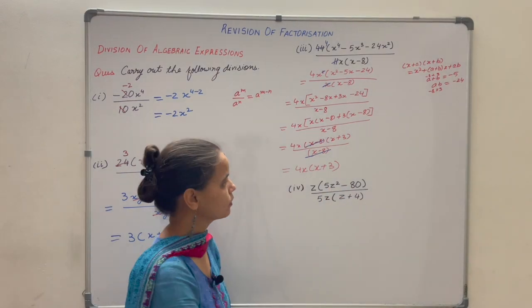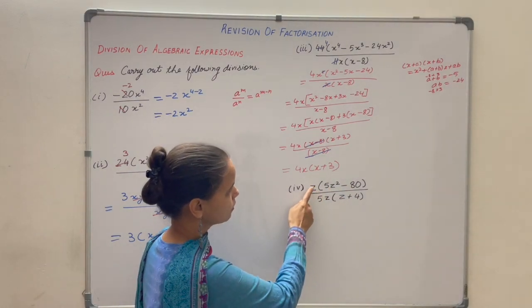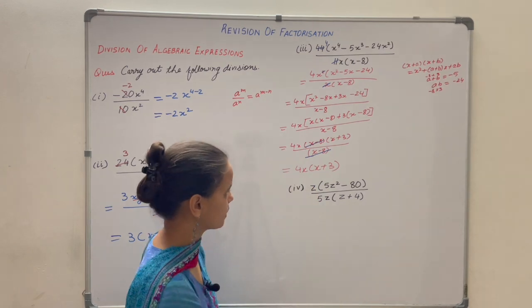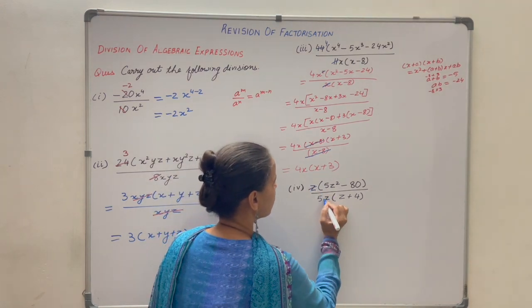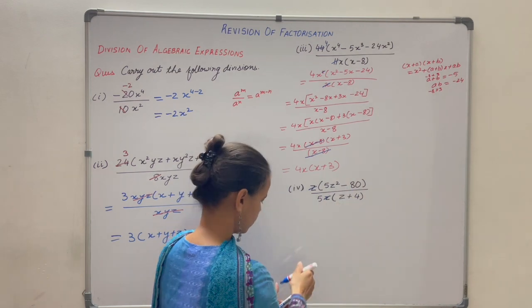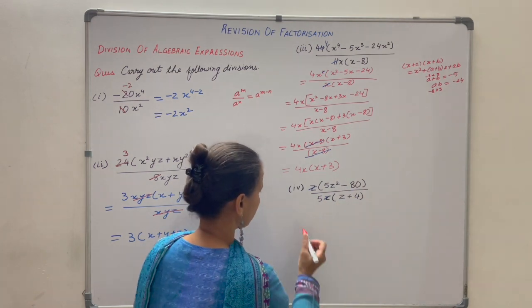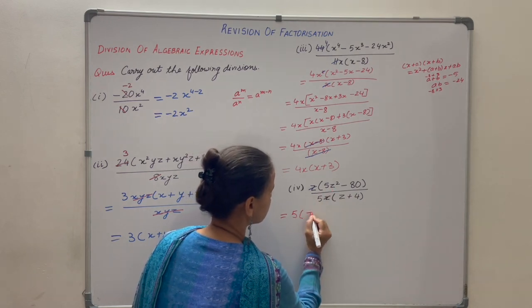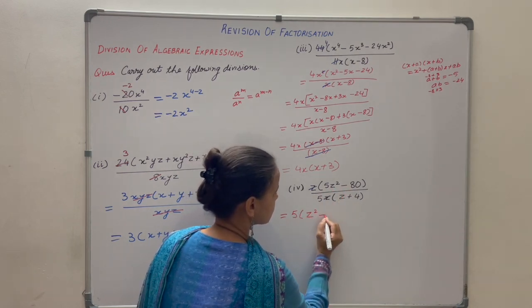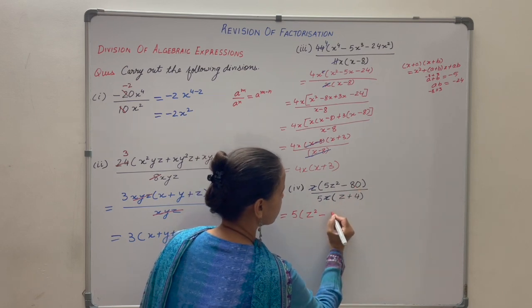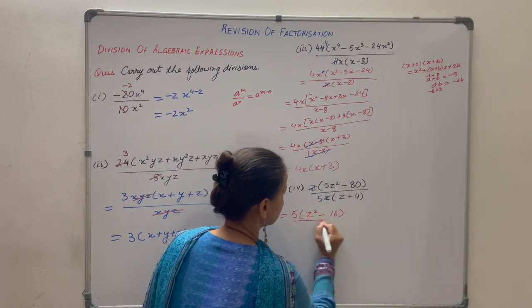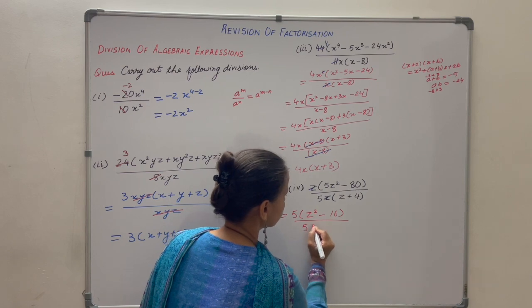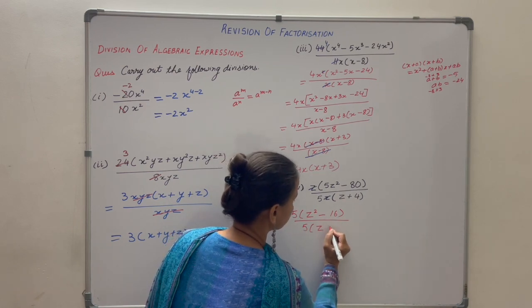Next question. So here you can see you can cancel both z from numerator and denominator. So let us cancel it out. And from here you can take 5 common. So when you take 5 common, what is left here? Z square minus, you have taken 5 common, so you are left here with 16 divided by 5 into z plus 4.